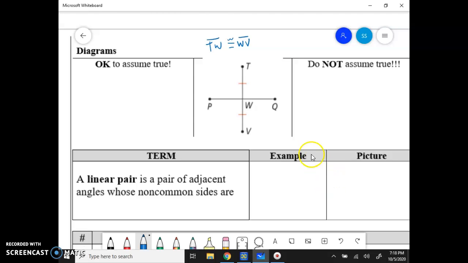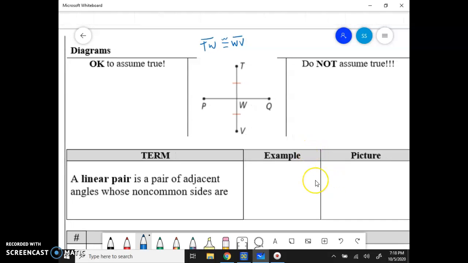So it might be tempting to say, if TW and WV are congruent, it sure looks like PW and WQ are congruent. Even if you got a ruler out and you matched them up and they certainly look pretty close, we cannot assume that. So we cannot assume that segment lengths are congruent.